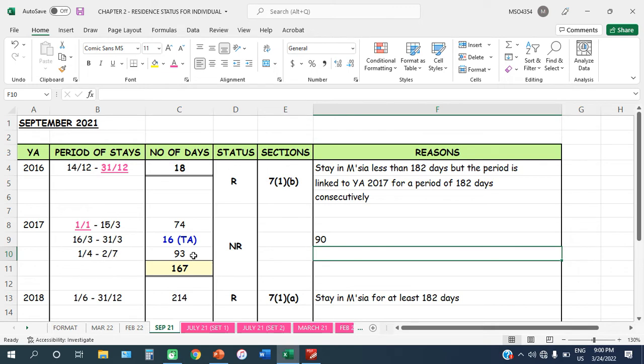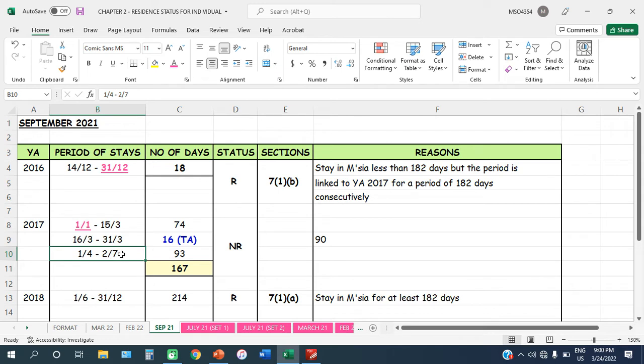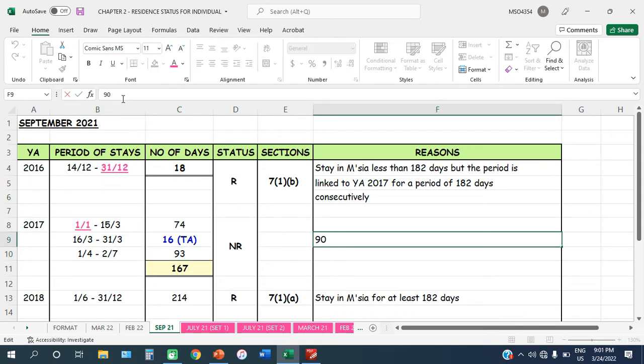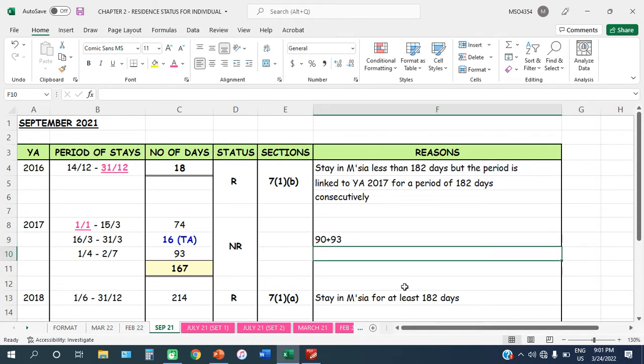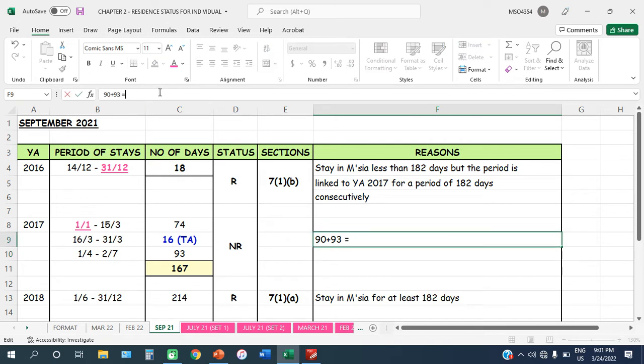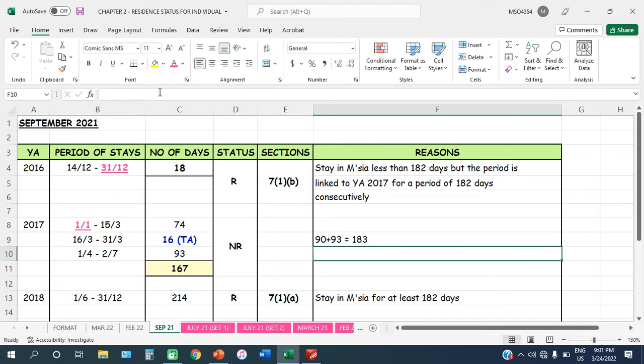Go down here. This is not TA, right? Make sure the period is consecutive, 31st March to 1st April consecutive. Proceed. 1st April to 2nd July, 92 days. So guys, 90 plus 93 days, I believe that you will get 183 days. So what I need is 182. Everyone, do we satisfy? Link 2, definitely yes.